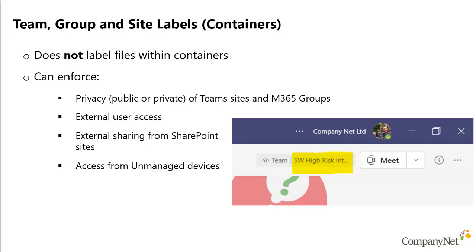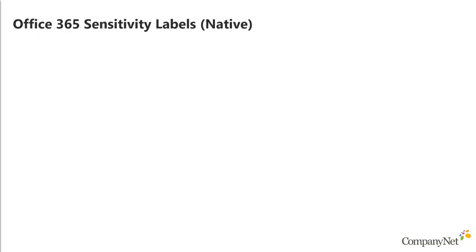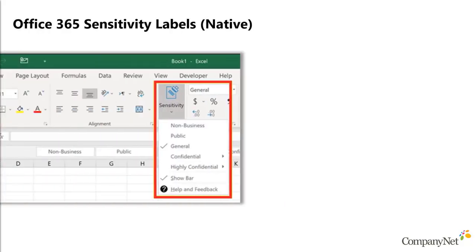You'll see there that in the Teams context, it tells us the risk level of the team when we have it open within the console. So it's constantly reminding you of what or where this is applied, which really aids visibility of these things. So next we're looking at Office 365 sensitivity labels.